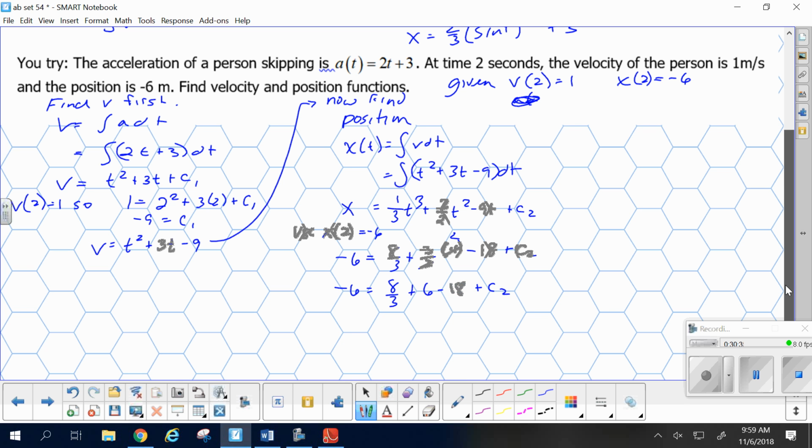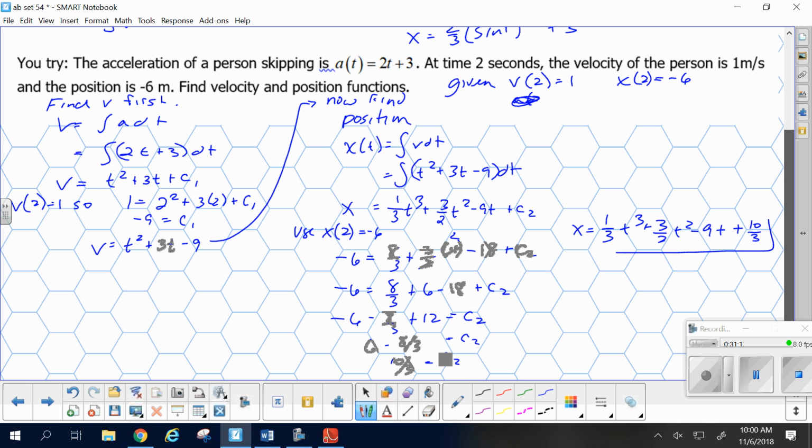Now I feel dumb if I do something else. Actually, I'll go slower. The arithmetic imperative, maybe 6 minus 8 thirds. C2 is 6 minus 8 thirds, or 10 thirds. So, your position function should check all work: 1/3 t cubed plus 3/2 t squared minus 9t plus 10 thirds. Do you agree? All righty then.